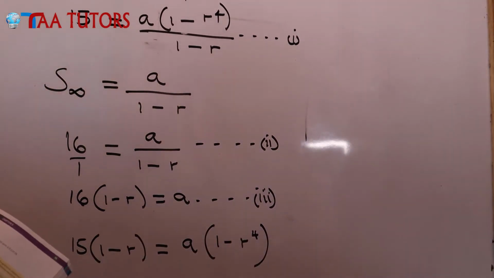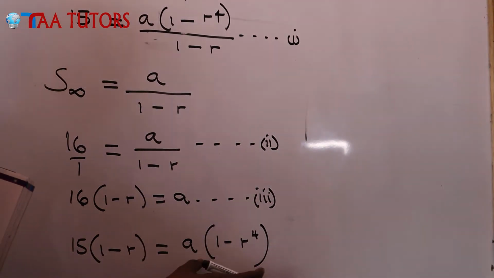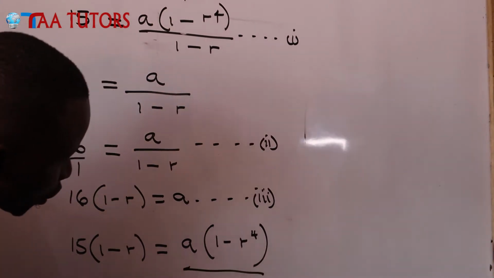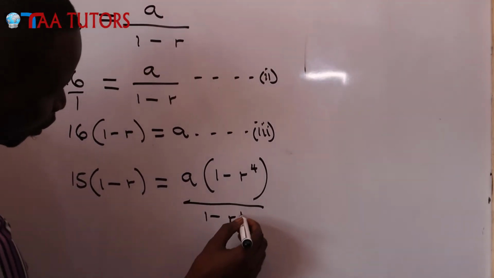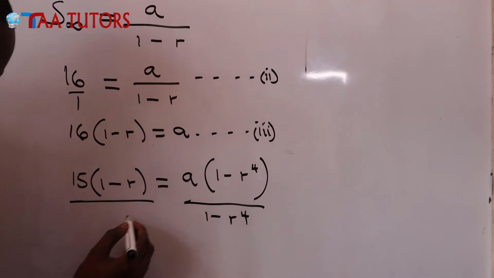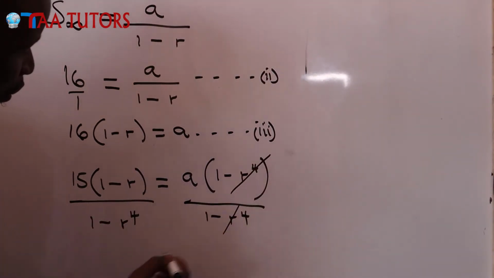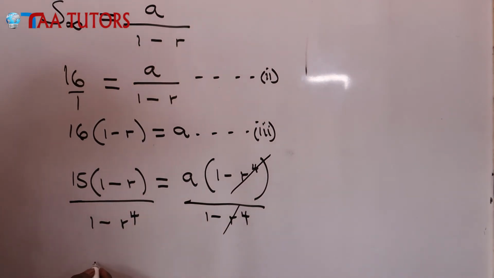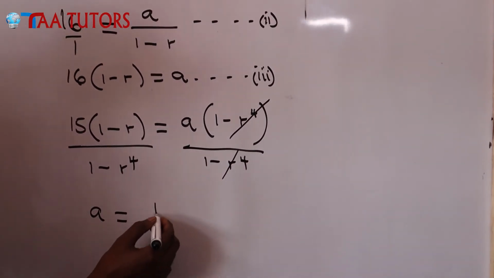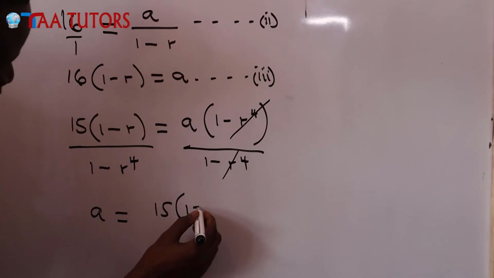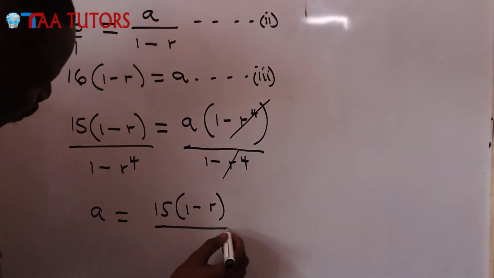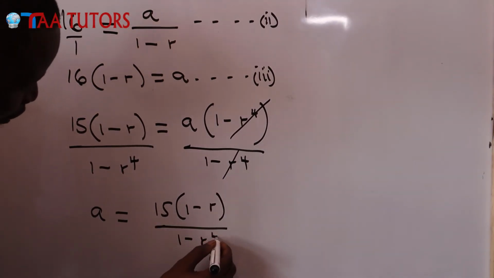So again, in this case, we can express this in terms of a by dividing both sides by 1 minus r^4. Here, 1 minus r^4, so this and this will go. So we'll say a in this equation will be 15 into (1 minus r) over (1 minus r^4).